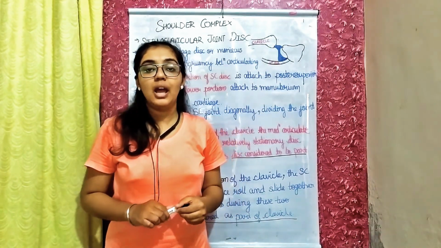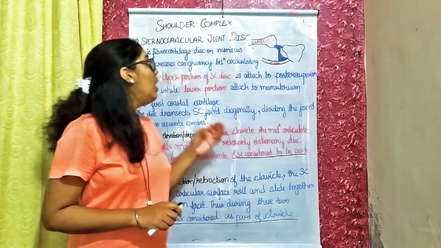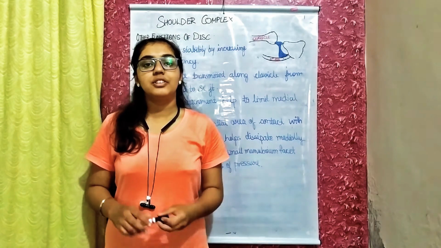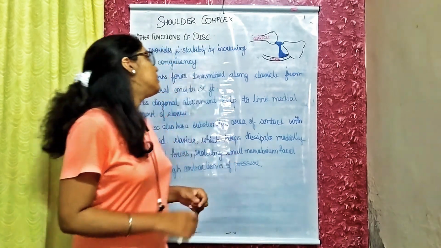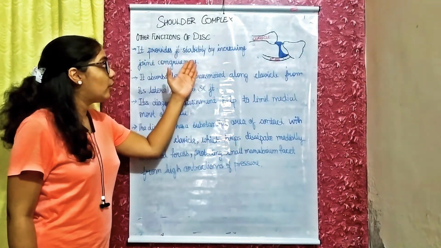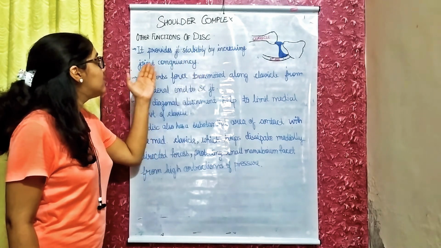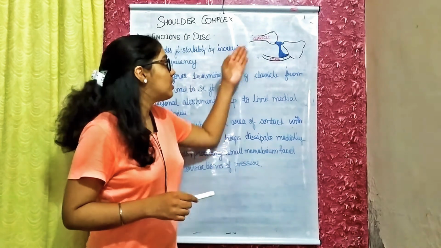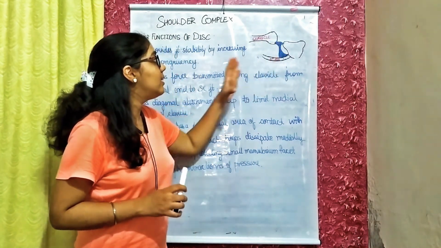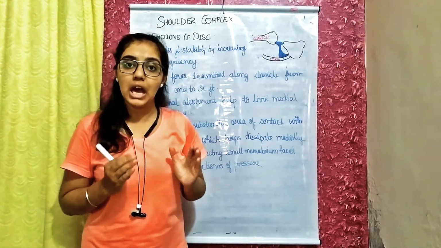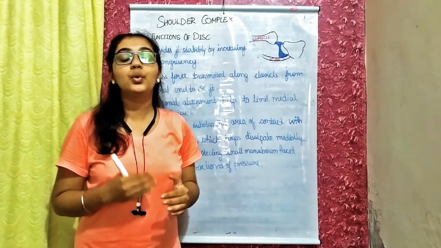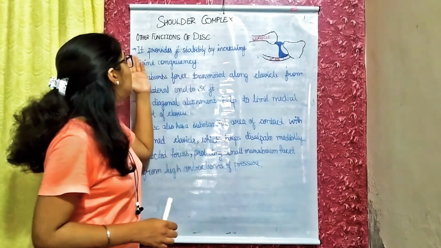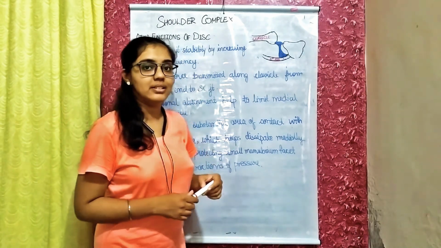Now, we will study the functions of the sternoclavicular disc. The first function is that it provides joint stability by increasing the joint congruency. As we saw earlier, the sternoclavicular joint disc increases the congruency between the articular surfaces, and due to increased congruency, the joint stability also increases.